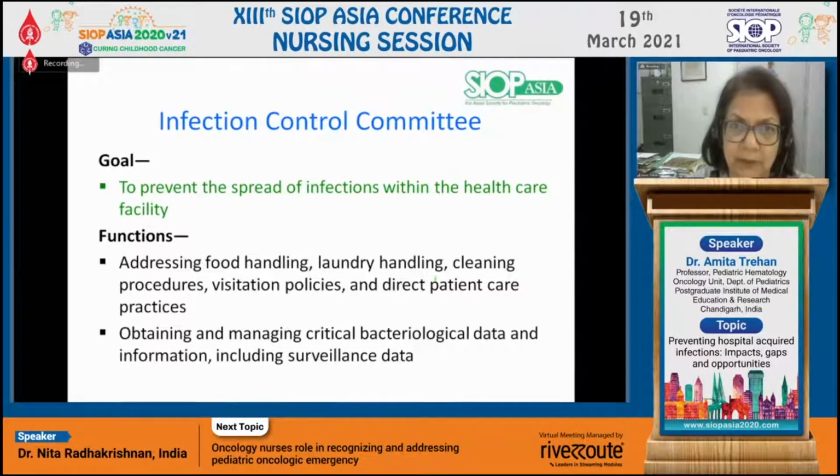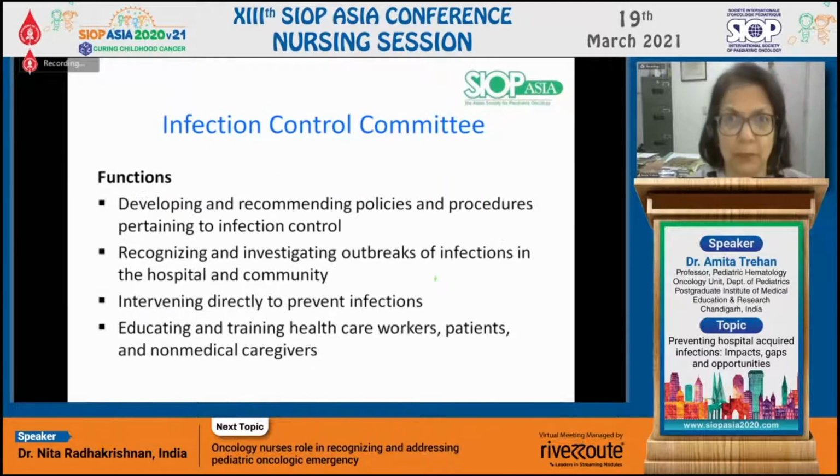The idea is to prevent the spread of infections. They address simple things like food handling, laundry handling, cleaning procedure, visitation, and direct patient care practices. The most important is they maintain and manage the bacteriological data of the hospital, and also do surveillance to know what the bugs troubling this hospital are at this point of time. Once you know what is happening, the solution comes easy. Solutions are difficult when you don't know what is happening. When you know it, you put your mind to it.